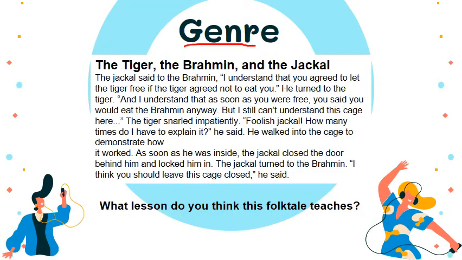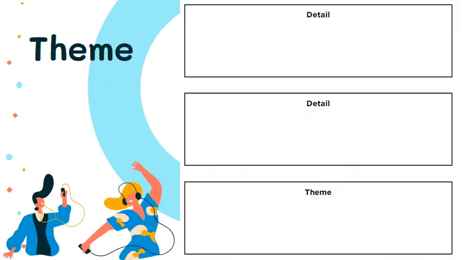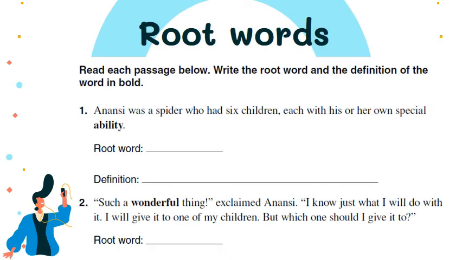So we're going to read this one, the tiger, the Brahmin, and the jackal. Okay, we will read this text during our Zoom and we will answer this question. What lesson do you think this folk tale teaches? And then we will solve this one about the theme. What is the theme of the lesson? We are going to provide at least 2 details in order to find out the theme at the end. We will solve these questions about root words.